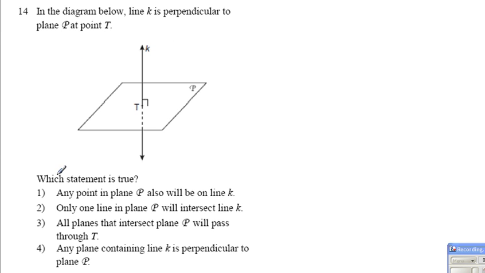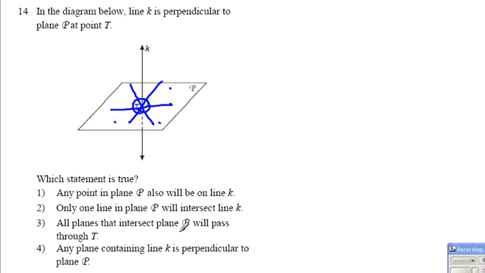Now, which statement is true? Here we have line K perpendicular to plane P at point T, and you see it has to go through this particular point. Therefore, any point on plane P will also be on line K. That's not really true because a point can be around here or any other places for that matter. Only one line in plane P will intersect with line K. In fact, no. I could have one line, two lines, infinitely many lines cutting across the perpendicular point. So that's not true either.